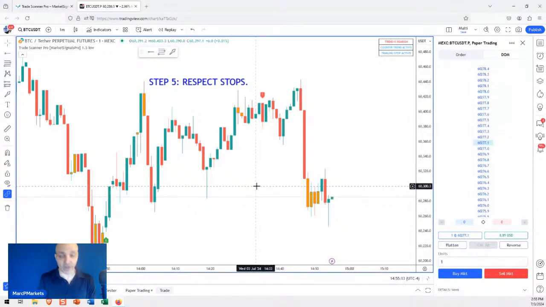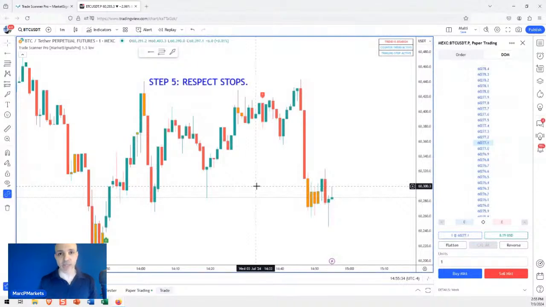First, we figured out we want to be a day trader or a swing trader. Then we found our context. Then we decide trend or counter trend mode based on the information from step 2. Then we wait for our signal. Once we're in, we simply respect the stops. Our thinking is done. That is the value of the TradeScanner Pro, right?